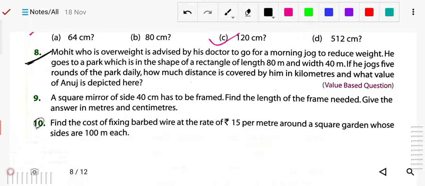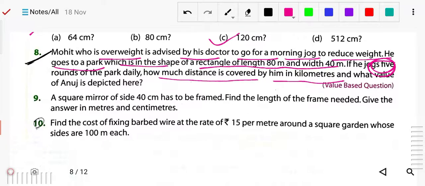Mohit, who is overweight, means his weight is heavy, is advised by his doctor to go morning jogging to reduce his weight. So he goes to a park which has the shape of a rectangle. The length and breadth are given. If he jogs 5 rounds every day, he is running 5 times around the park daily. How much distance does he travel in kilometers, that we have to find.